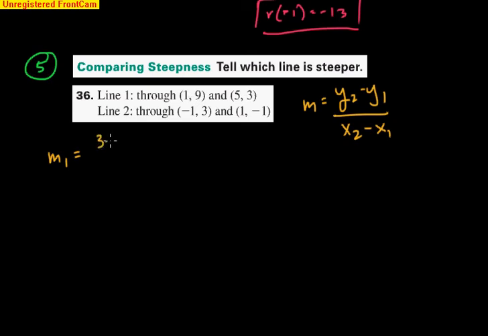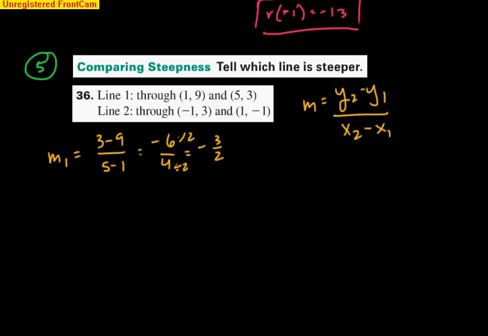Let's subtract 3 and 9. So 3 and 9, and then go to 5 and 1 for my x's. That's negative 6 over 4, and this will simplify to negative 3 halves. I can divide each by 2. Negative 3 halves. So I'm going to leave that alone. I might have to look at that as a decimal, but I'm going to leave it alone right now.